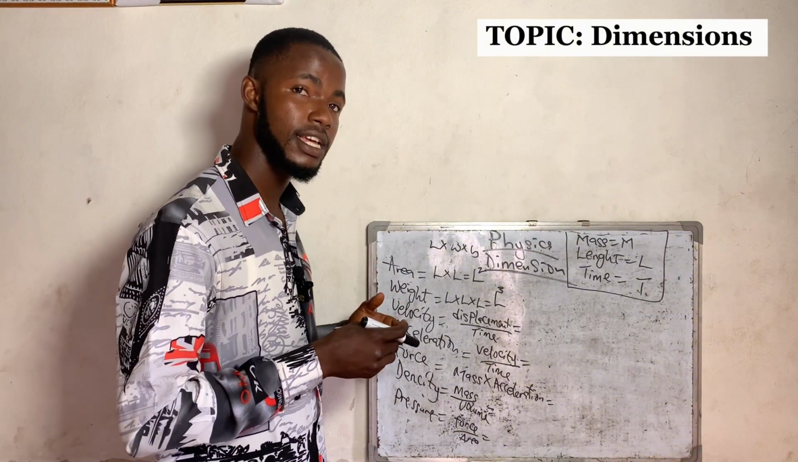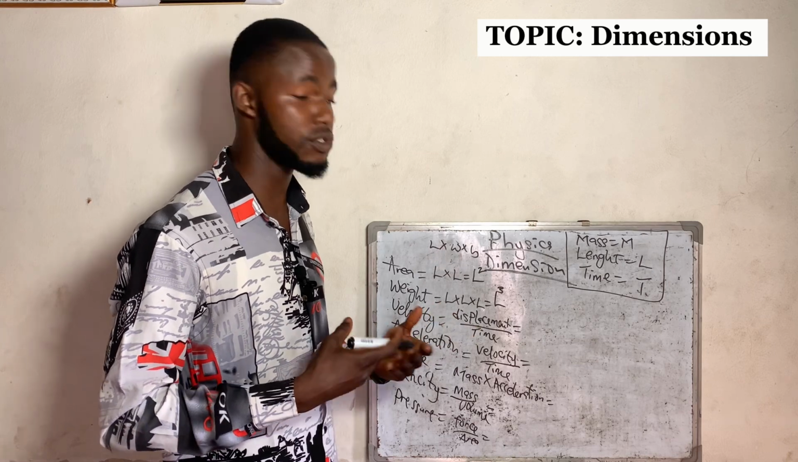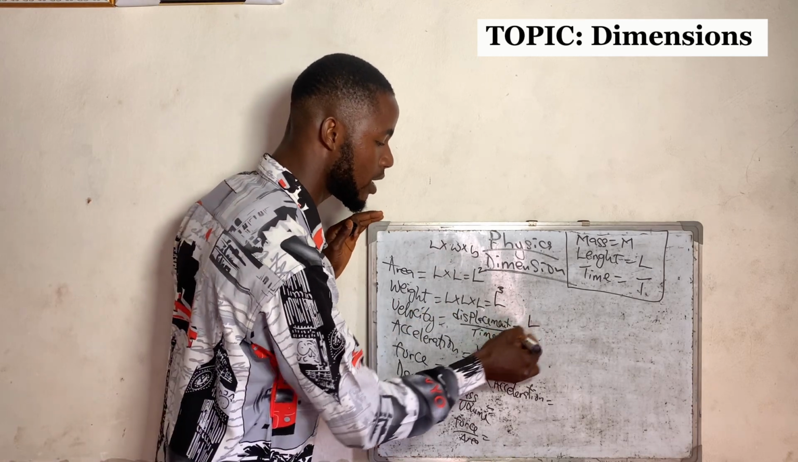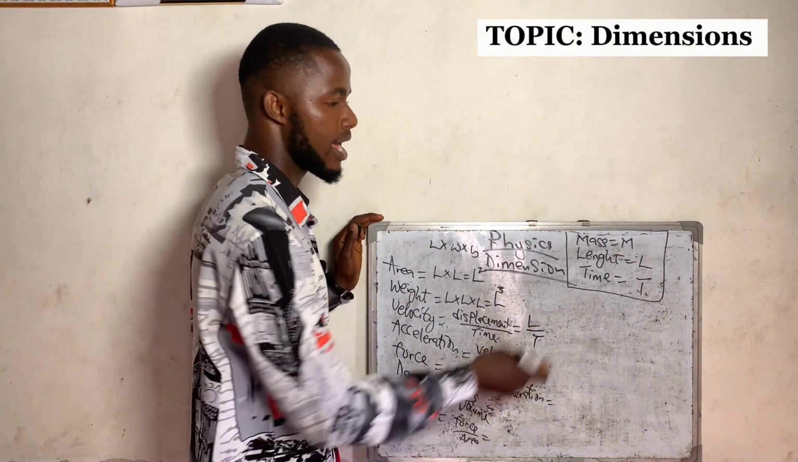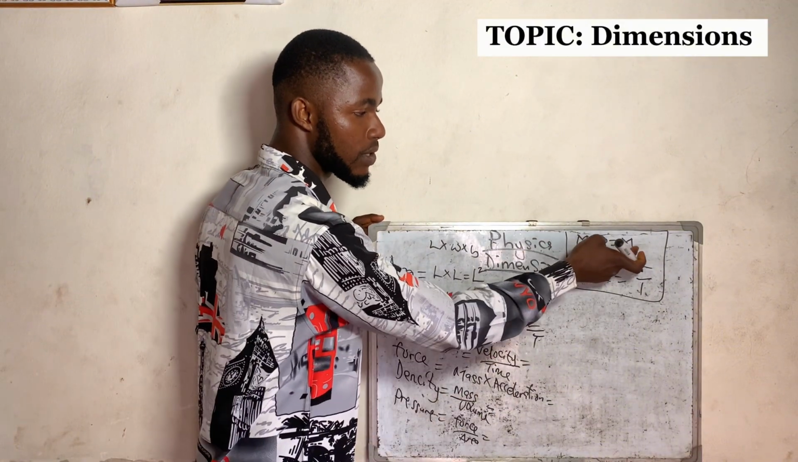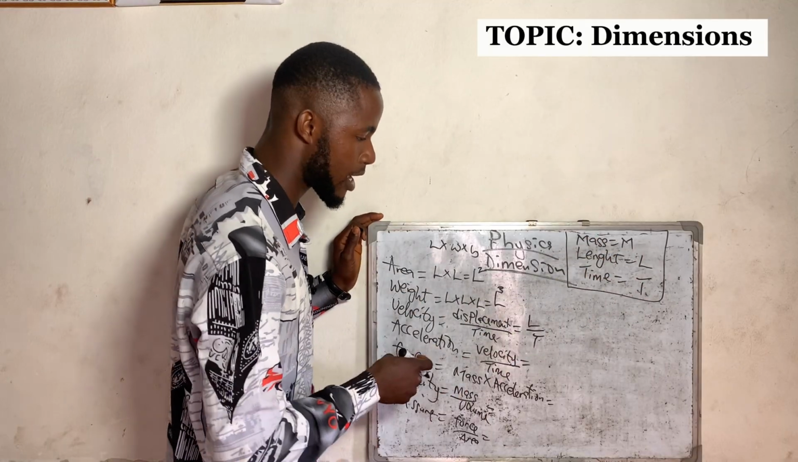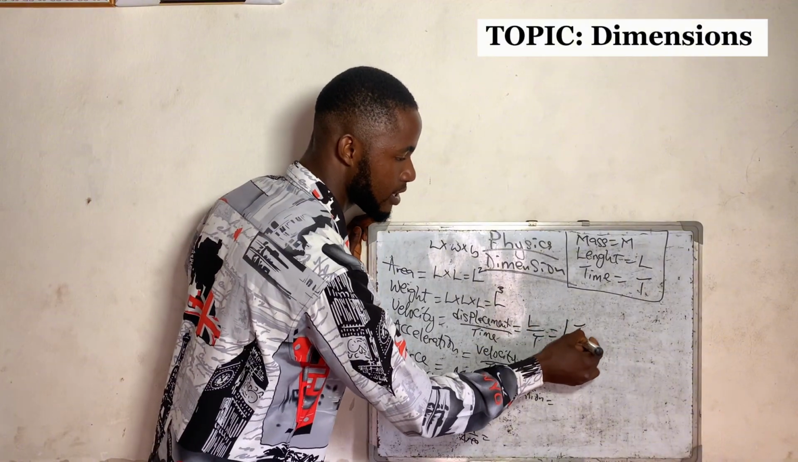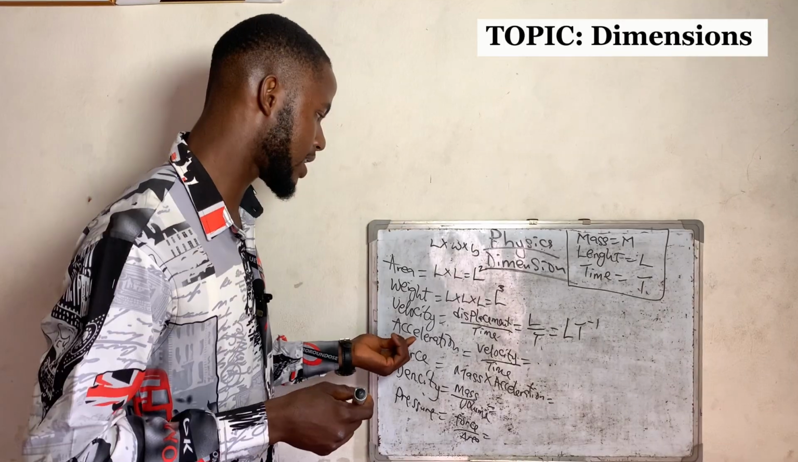So the next one is velocity. Velocity is displacement over time, or distance over time. Are we following now? So in dimension, displacement is L and time is T, all in capital letters. So we can also write this as L T raised to power minus 1, according to the laws of indices.